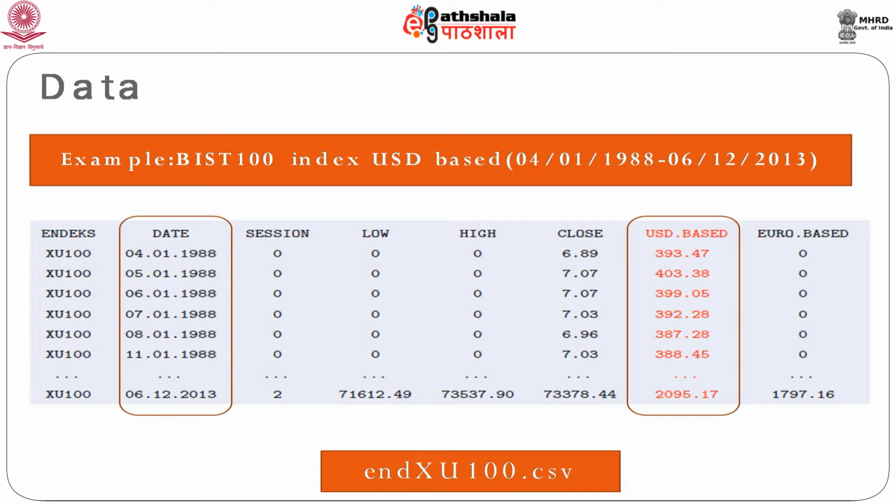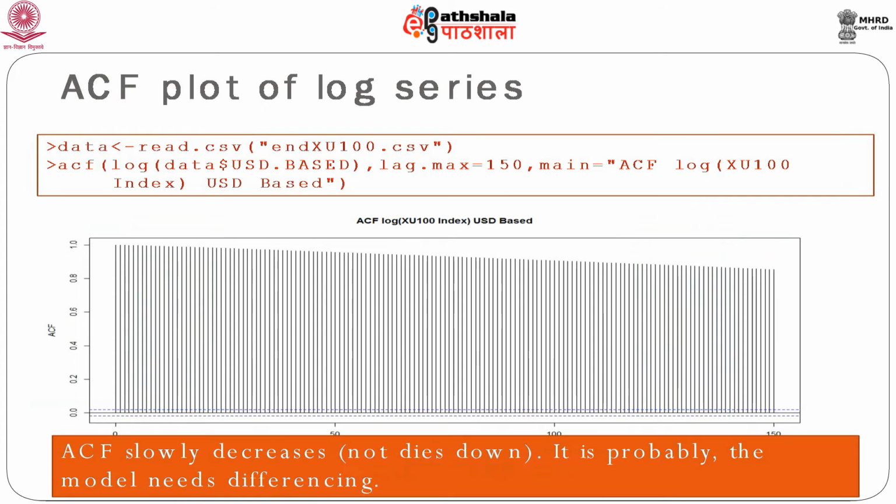So these two variables are of our interest, and the whole data was entered in an Excel sheet, and that Excel file name was nxu100.csv. The first thing that we have to do, as you know, is import it in the R console. CSV is the easiest way to import data. If you import the data and store it in an object called data, then you can easily access all the columns that are there, but our main interest is the USD-based NASDAQ 100 index.